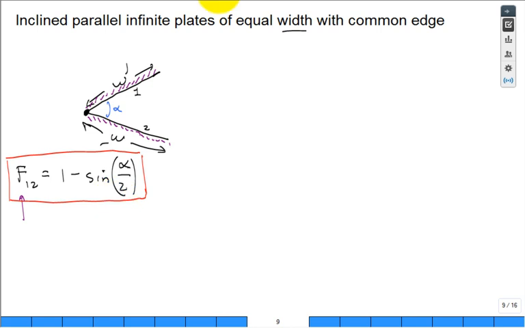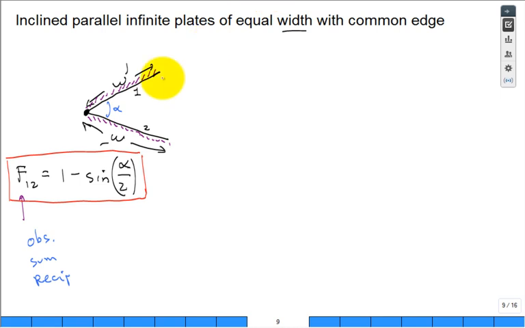Well, it's going to use 3 things. You're going to use observation. Don't turn your brain off. You're also going to use summation. And you're going to use reciprocity. So let's do the derivation fairly quickly.